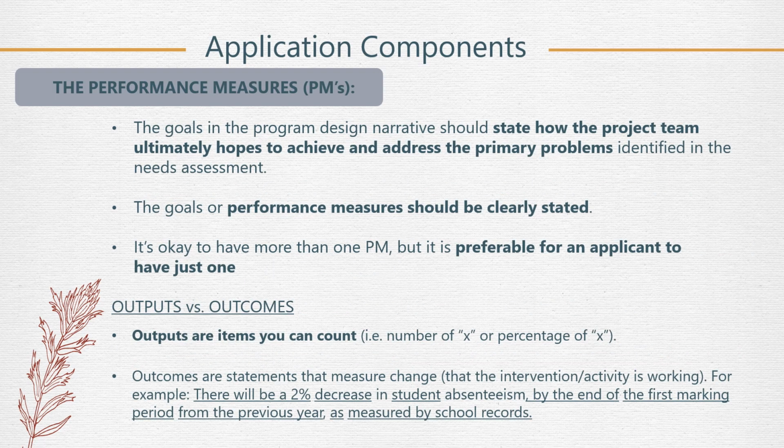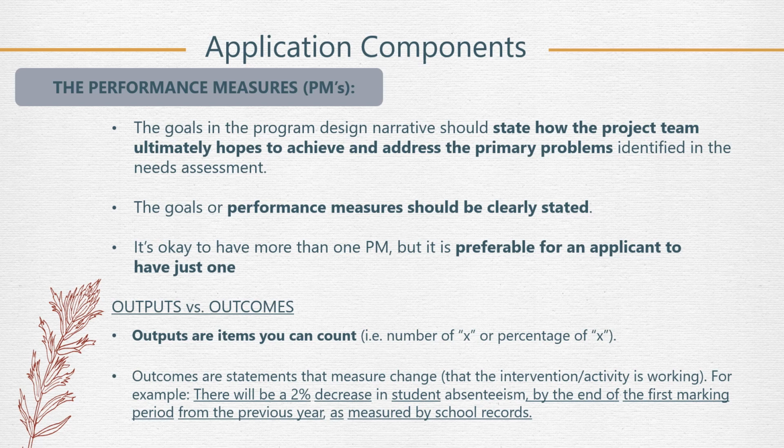Performance measures. This is really where we get into those areas of focus. So the goals in the program design narrative need to state how the team hopes to achieve and address the primary problems identified in the needs assessment. And so these performance measures need to be pretty clearly stated. And I do want to emphasize that in these focus areas that these performance measures will land in, it's okay to have more than one, but it's preferable for most applications to have just one performance measure.